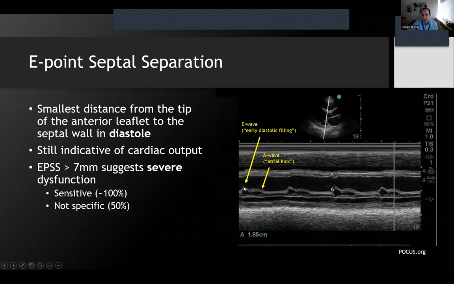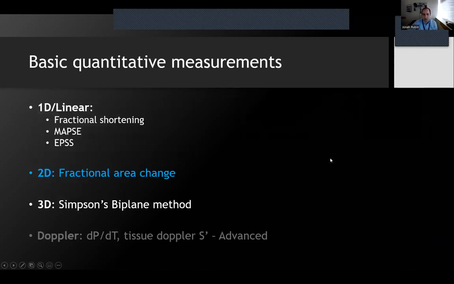But we're looking at the E-point septal separation. It's called EPSS because on M-mode it makes an E-point, and you get the minimum distance between the E-point and the septum. You're able to measure whether or not it's more or less than 7 millimeters. And that's all I have to say about our one-dimensional measurements: fractional shortening, EPSS and MAPSE.